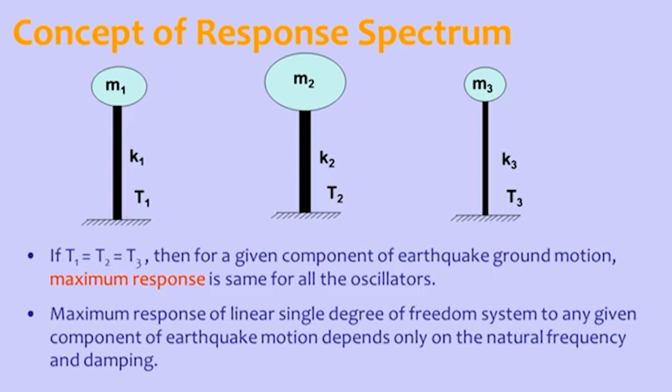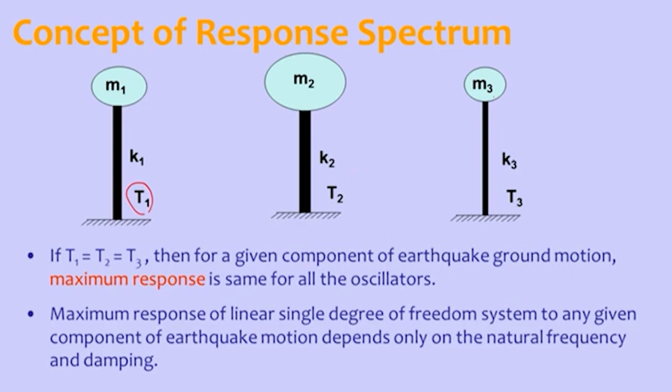Here you can see three idealized structures. The first structure has mass m1 and stiffness k1. If we calculate the natural period of this structure, it will be T1, where T1 is equal to 2 pi root m1 by k1. The second structure is again an idealized structure, with mass m2 and stiffness k2, and T2 is its natural period, calculated as T2 equal to 2 pi root m2 by k2.